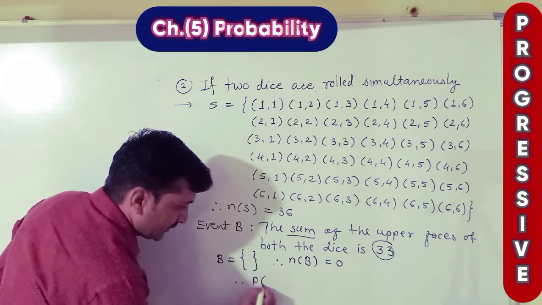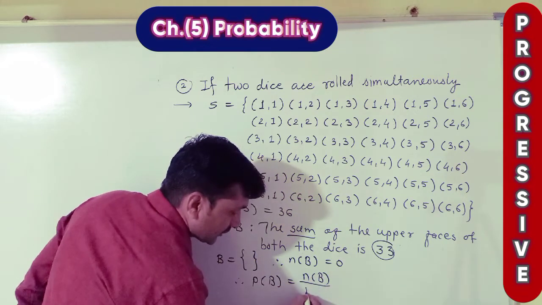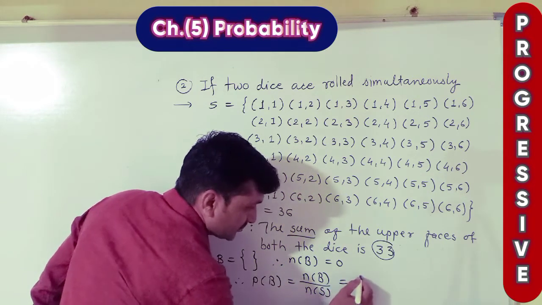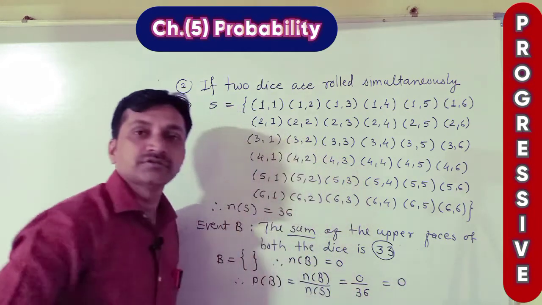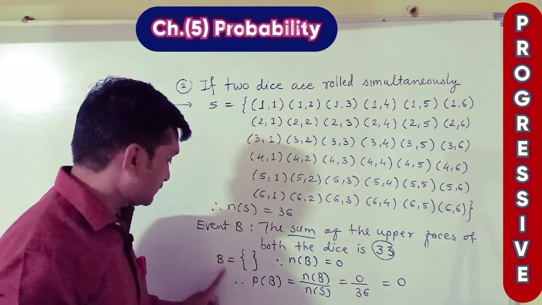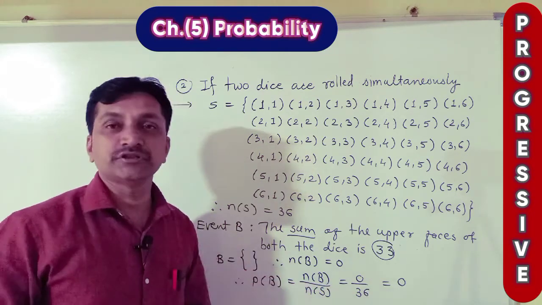Therefore probability of B is equal to n(B) upon n(S). n(B) is 0, n(S) is 36, 0 upon 36 is 0. This is the probability of event B. P of B is equal to 0.